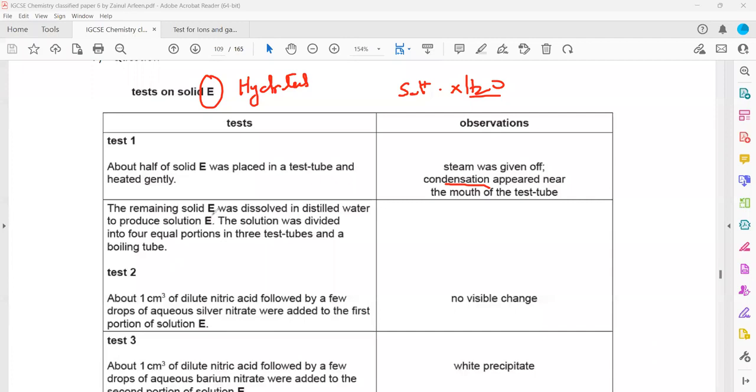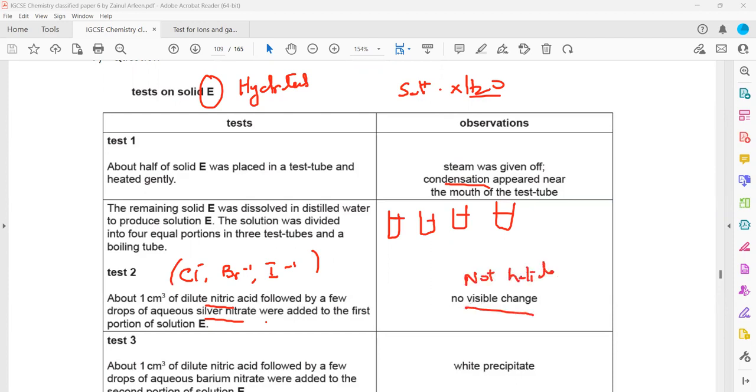The second one, the remainder of solid E was dissolved in distilled water and the solution was divided into 4 test tubes. So we dissolved this and we have 4 samples in 4 different test tubes. About 1 cm cube of nitric acid followed by silver nitrate. What is this test for? Halide ions: chloride, bromide, and iodide. So if there is no visible change, it means it does not have any halogen, no halide is there.